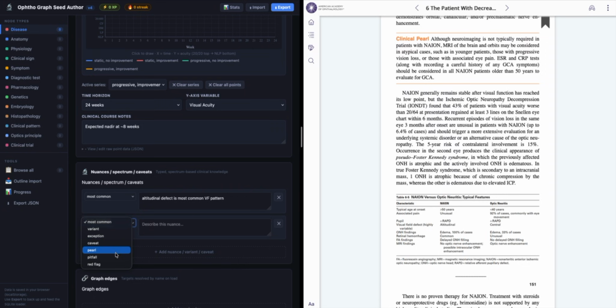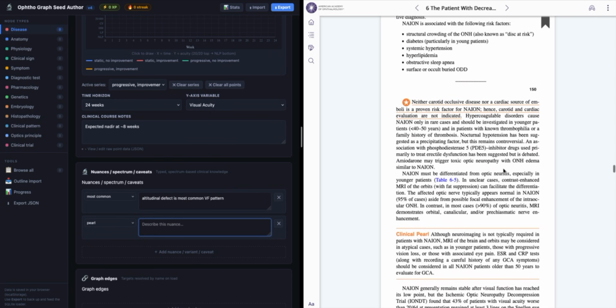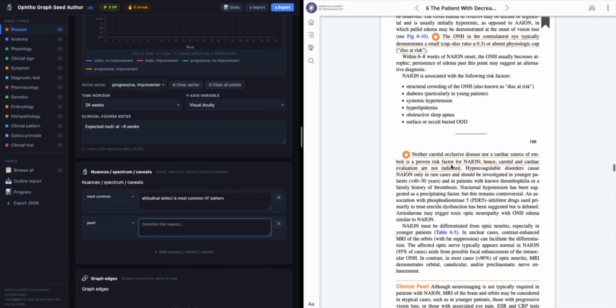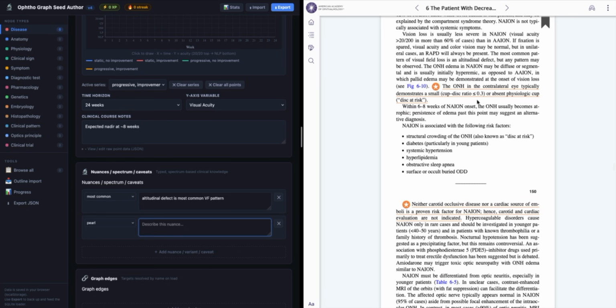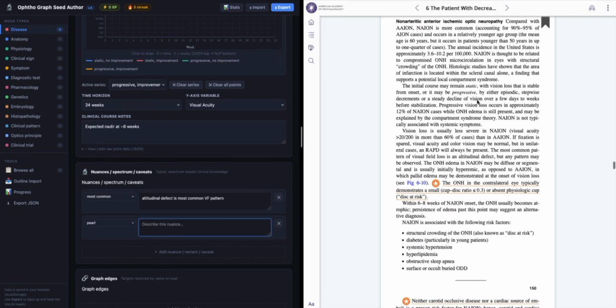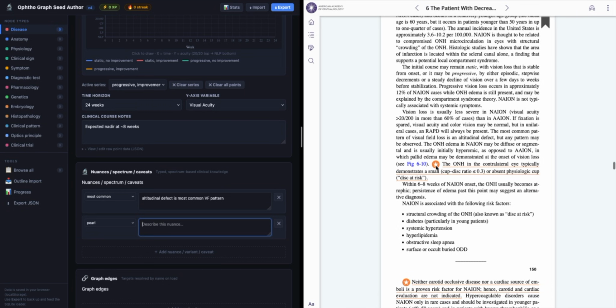So variant, exception, caveat, pearl, pitfall, red flag. So we'll say pearl. So that might be some of these starred areas, right? So why don't we start from the top here? So the pearl here is contralateral optic nerve head typically demonstrates small or absent physiologic cup.